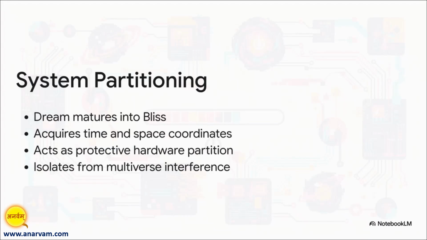Okay, moving right along to Phase 2, formatting the drive. We are now entering the grand unified epoch at 10 to the power of negative 36 seconds. At this point, the cosmic computer has to establish a distinct environment. It's formatting its hard drive. Remember that fluid, childlike dream of the singularity? It matures here into a firm operational resolution called bliss. This bliss acquires specific coordinates of time and space. It's exactly like setting the system clock and allocating a hard drive partition. This dedicated space-time acts as a protective hardware partition to completely isolate our specific creation from any external multiverse interference.